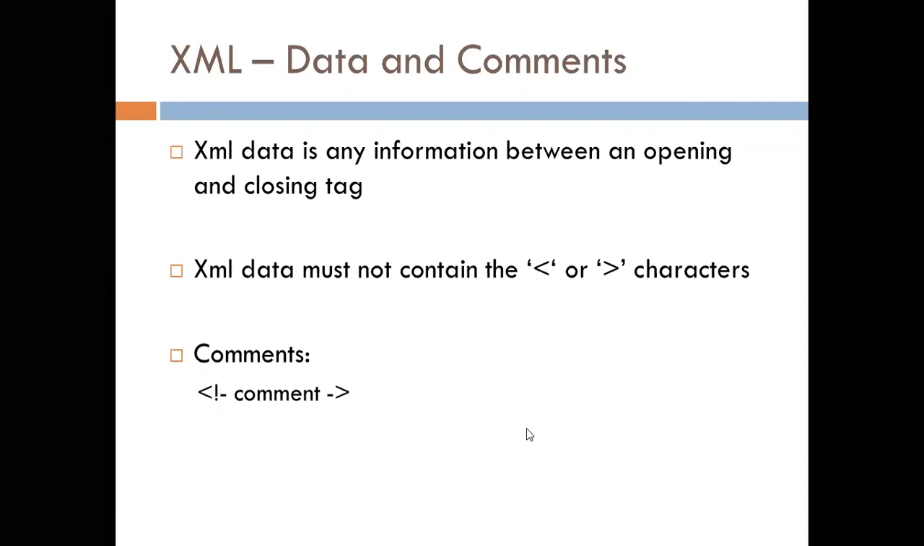So XML data is any information between an opening and a closing tag. XML data must not contain certain symbols. Inside the data, we cannot use these two symbols, the angular brackets, because these angular brackets denote the opening and closing of a tag. If at all we want to use them, then they have to be present inside a quote.